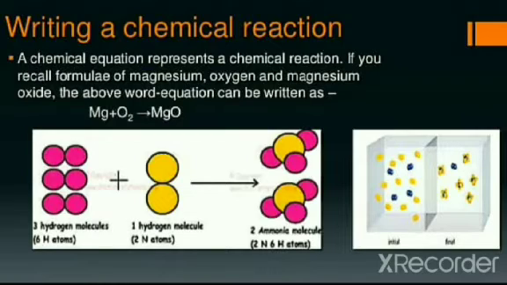How can you convert this word equation to skeletal equation? That is the rough equation which we write using the symbols or the formula of the reactants and the products. In this particular example, the reactants are magnesium and oxygen.